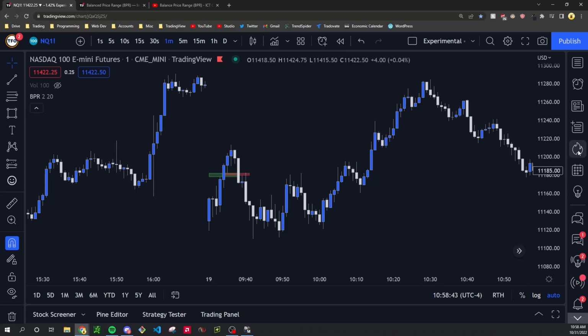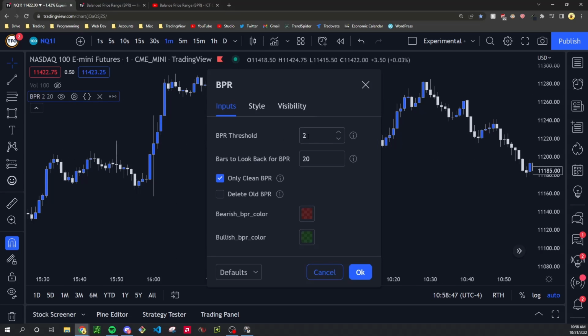Now, since I'm on the NASDAQ, which has a pretty large price, I have my BPR threshold set to 2, so only BPRs that span more than 2 points will show. Obviously, if you're on Forex and you're trading super low prices, you're probably going to want to set this to 0 or something very, very small. And I'm also looking back at a maximum of 20 bars to find a BPR. So when we were talking about how a bearish fair value gap needs to be paired with a bullish fair value gap and vice versa, I'm only considering fair value gaps that are within 20 bars of each other to be considered as a BPR.